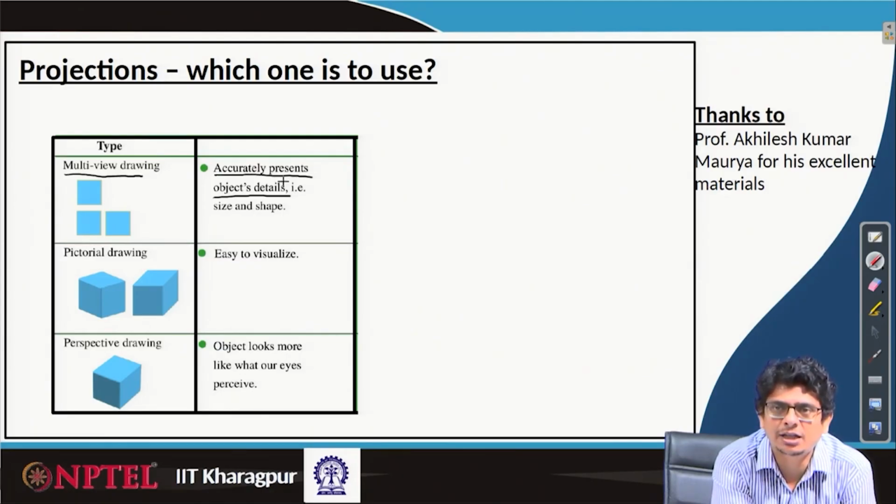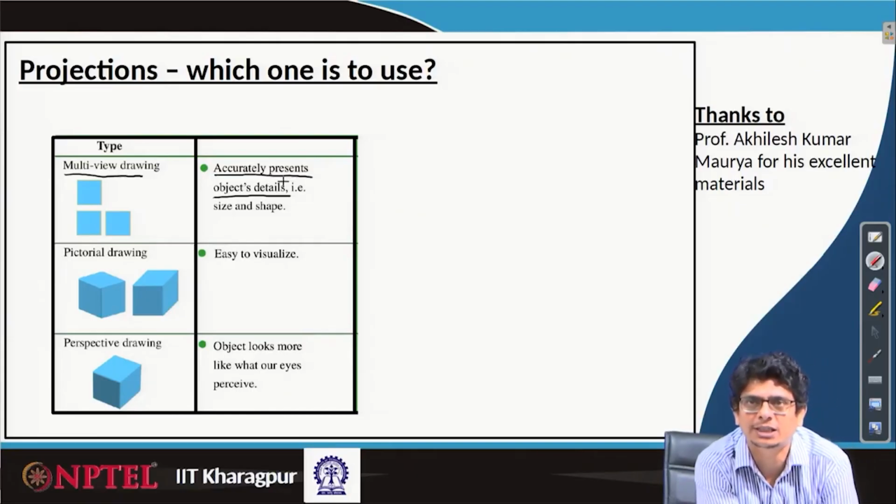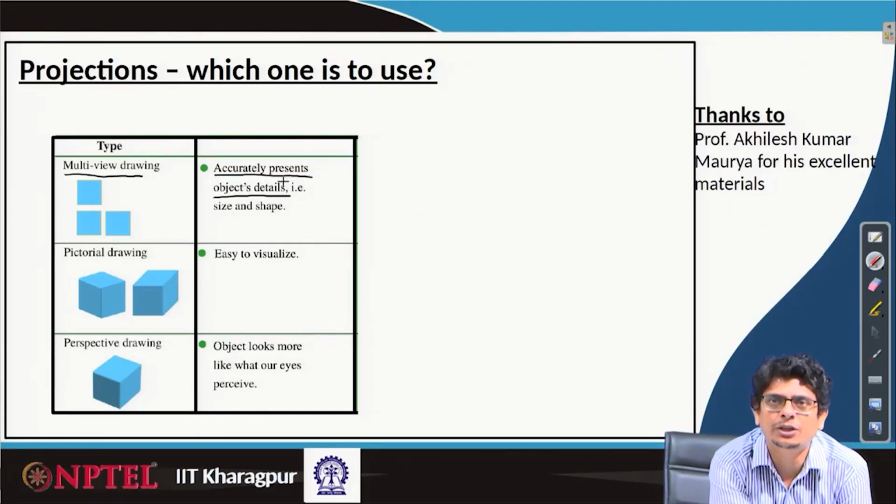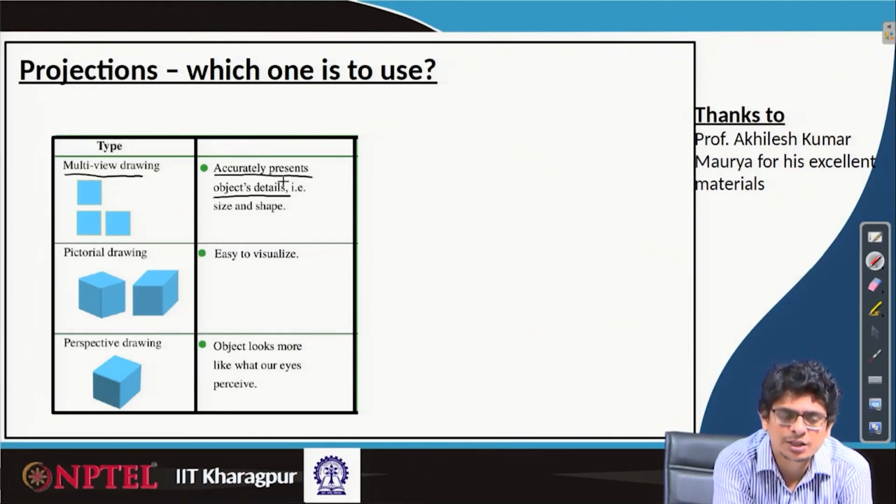So, by having a projection view, a multi-view, we can straight away represent what is length, what is width, what is height and this kind of thing without making any aberrational issues. So, it accurately gives the complete object details, shape and size.